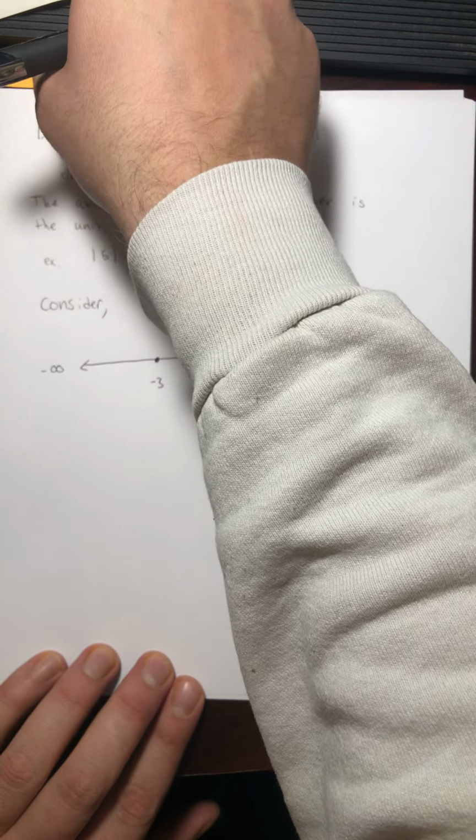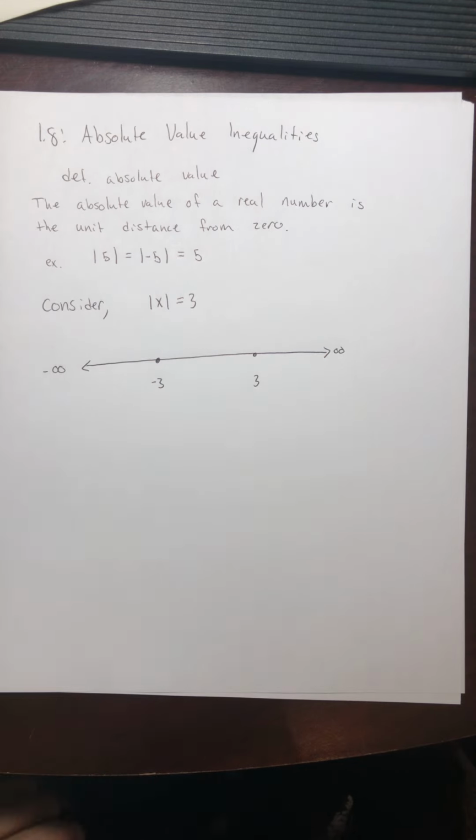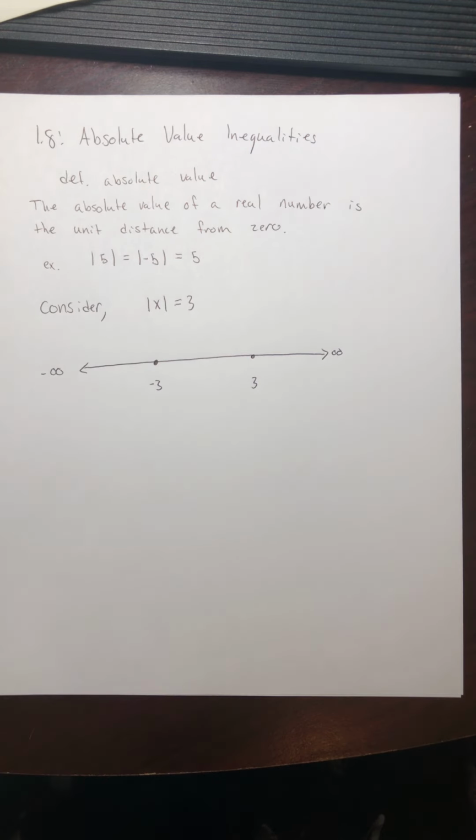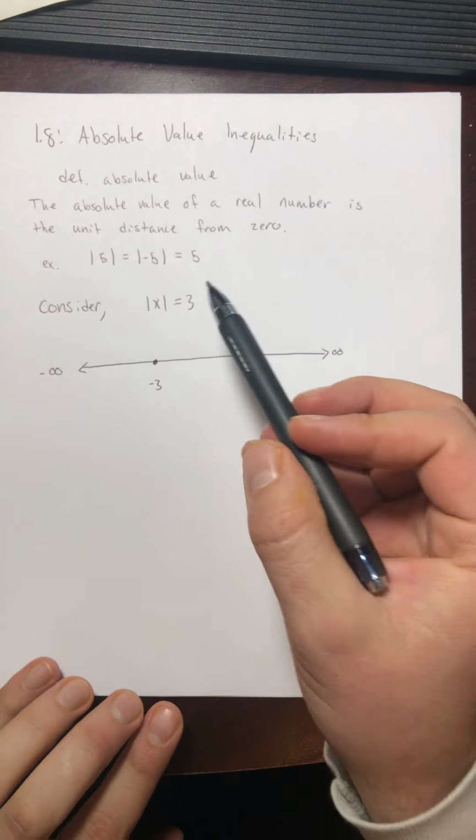Okay, so we're going to talk about absolute value inequalities. We're going to do a few absolute value equations also. Remember that the definition of absolute value is the unit distance from 0. And first we're going to consider the absolute value of x equals 3.